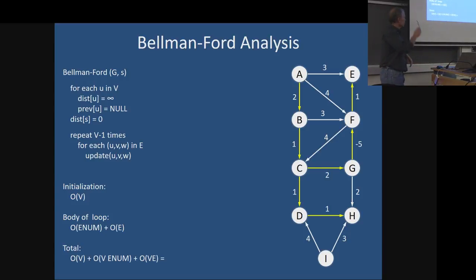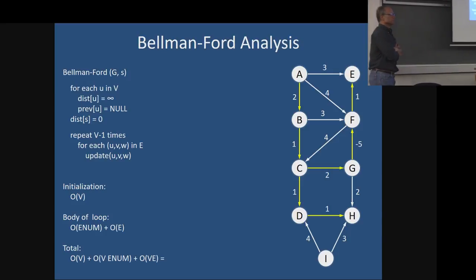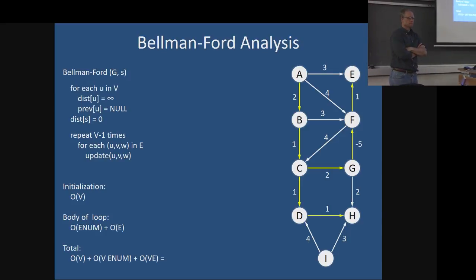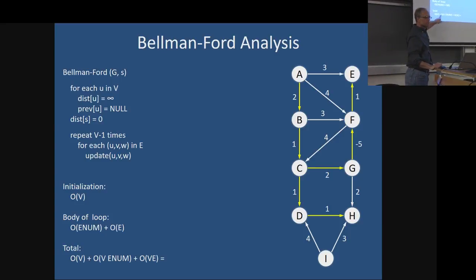Now, how can we simplify that expression? Is this term guaranteed to be no bigger than that term? Yeah, this is O of v, this is O of v times something else, so we can get rid of that. What about O of v times e compared to that? Is either of those ones redundant? You think of the v's as sort of canceling out.